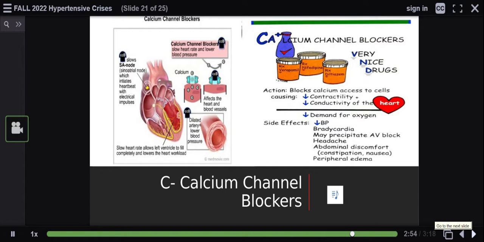Depression can also be a side effect. You want to make sure you decrease the doses for patients with liver or kidney diseases. Watch out for headaches and monitor for electrolytes. So those are important stuff that you have to know about calcium channel blockers.